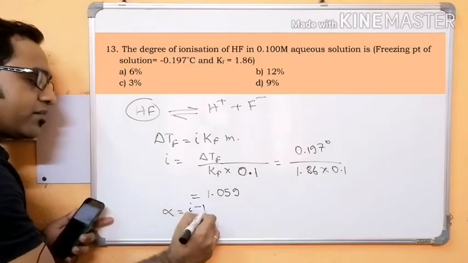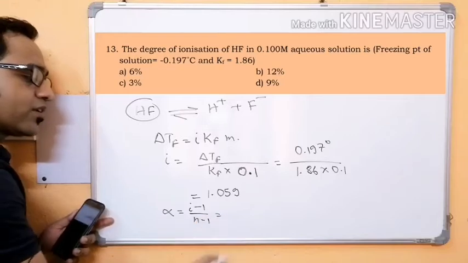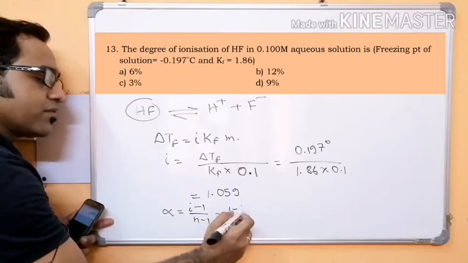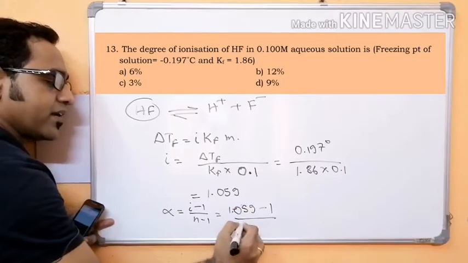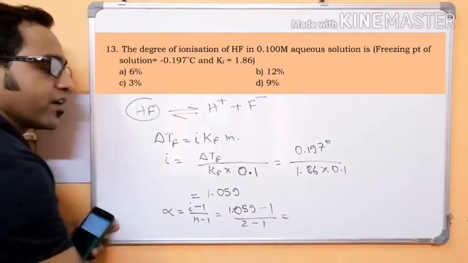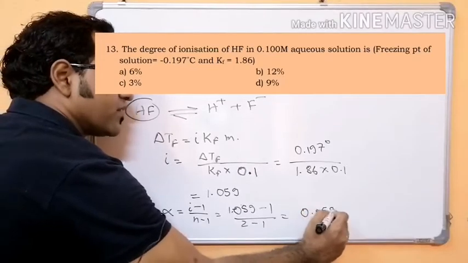Alpha is equal to i minus 1 divided by n minus 1. So i minus 1 means 1.059 minus 1 divided by n is 2 minus 1. So finally it is 0.059.